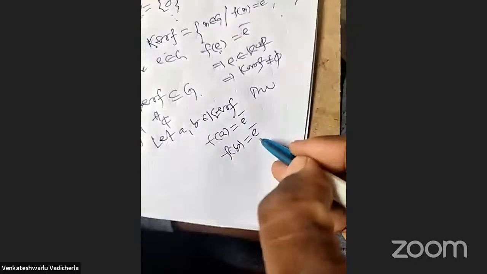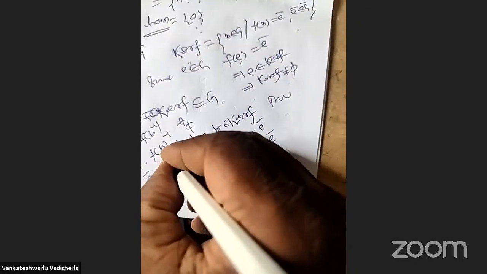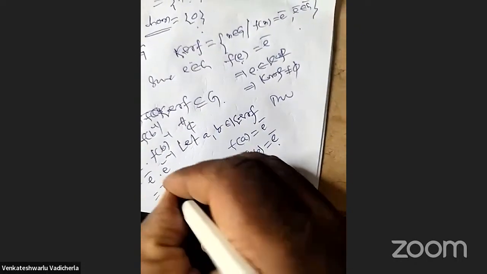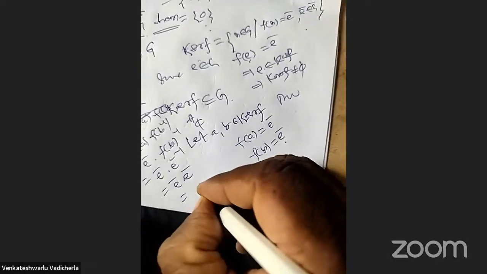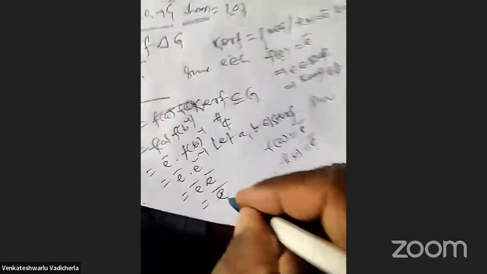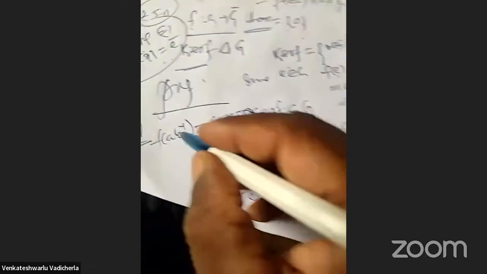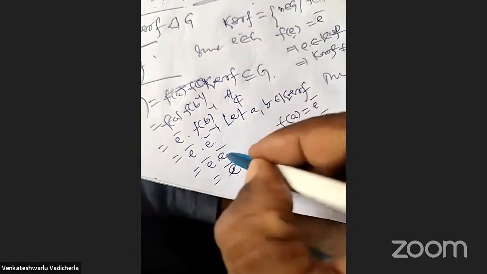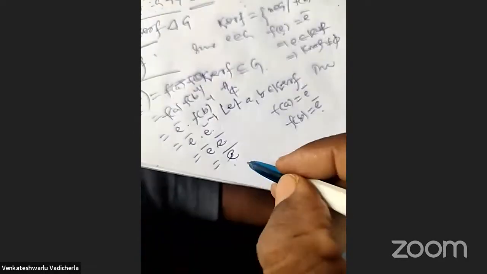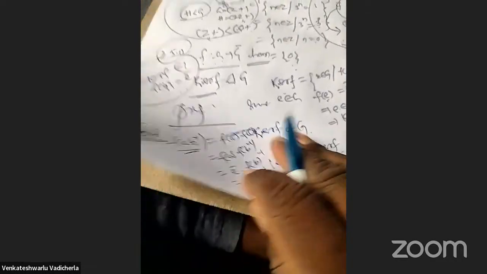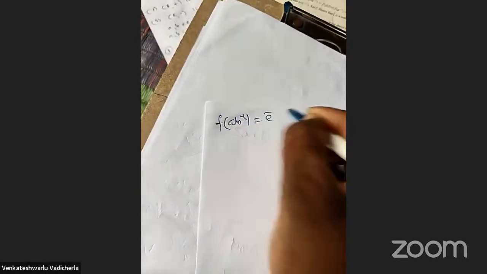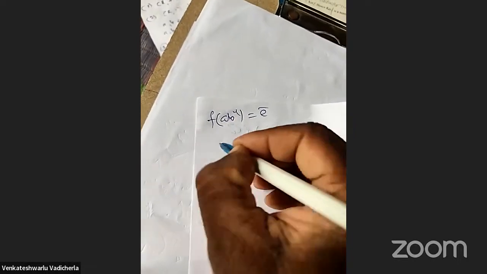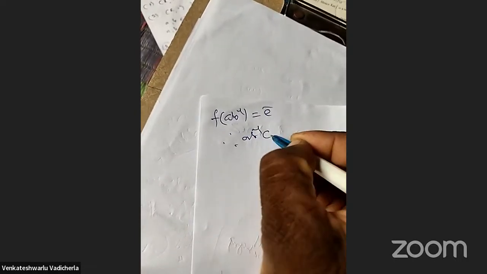So E bar inverse times E bar, which is E bar times E bar, which is E bar. This gives f of ab inverse is equal to E bar. According to the definition, therefore ab inverse belongs to kernel F.